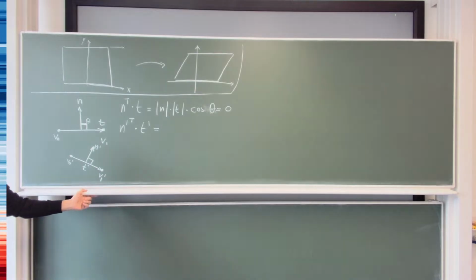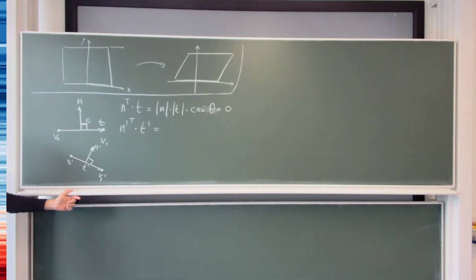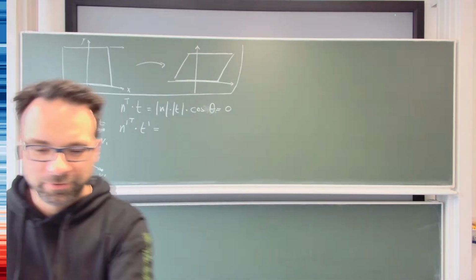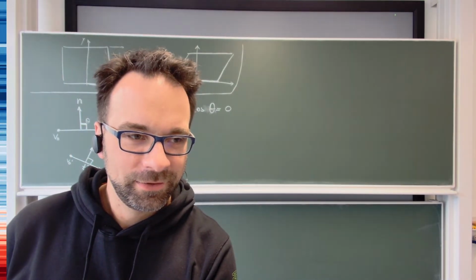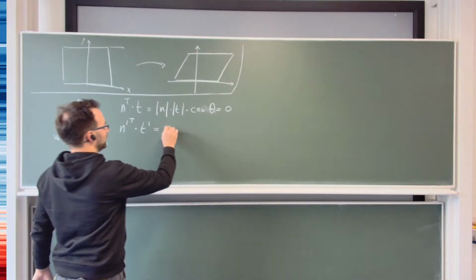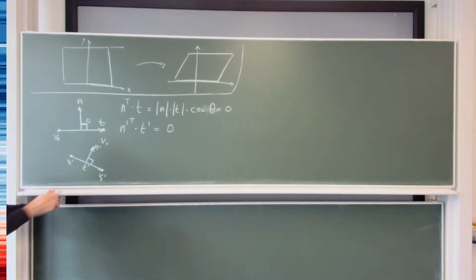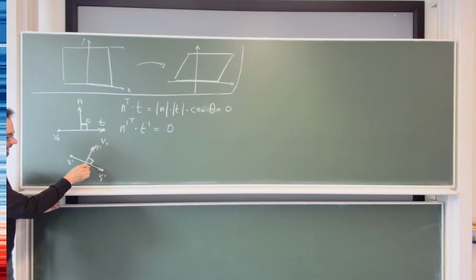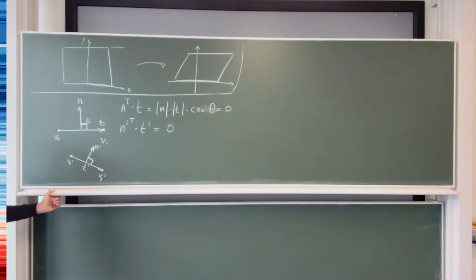What do we know about the dot product after the transformation? Or better, what do we require the dot product to be after the transformation? The result needs to be 0 again, because we want to preserve this right angle. Okay? Good.